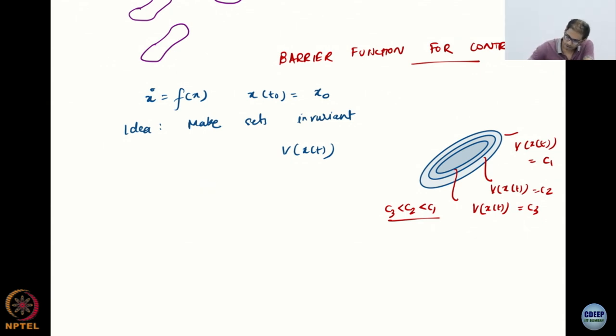Now, what do we typically start with? A Lyapunov function, a Lyapunov candidate maybe, V of x t, right? And then what do we typically get? We at least try to get something like V dot.